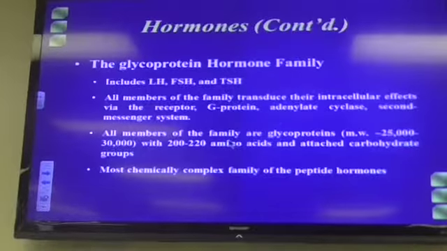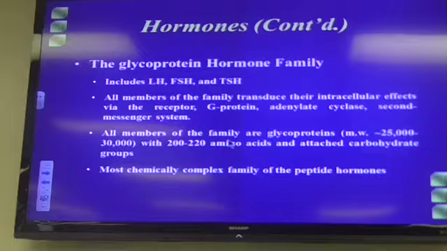So if we look at this first one, the glycoprotein hormone family, this includes LH, FSH, and TSH. And all members of this family basically transduce their intracellular effects via the receptor G protein, and then the second messenger and the cyclase and this type of thing. In other words, these are peptide hormones. They are glycoproteins, though actually TSH is not that big. There are some of the smaller glycoprotein hormones.